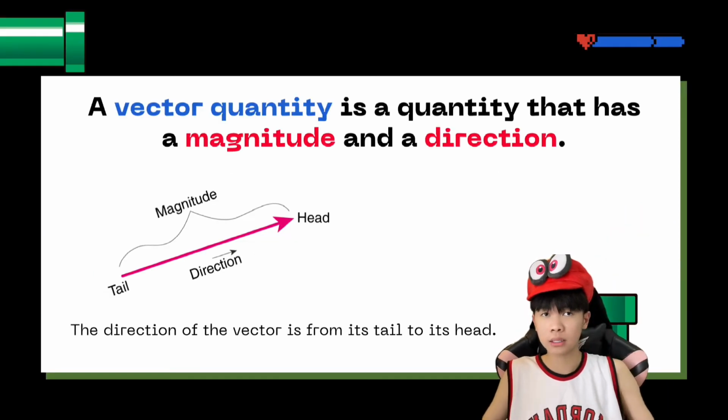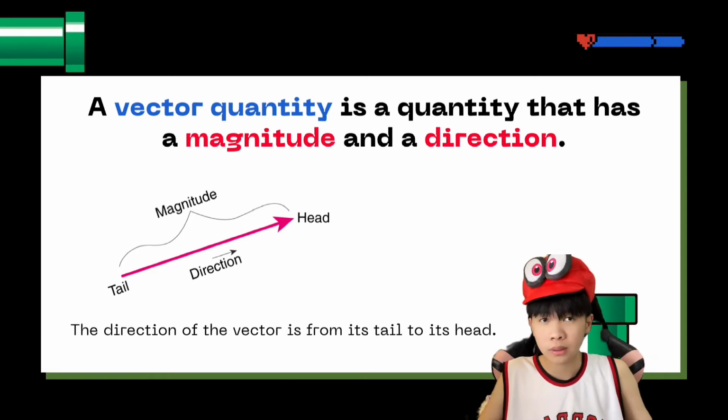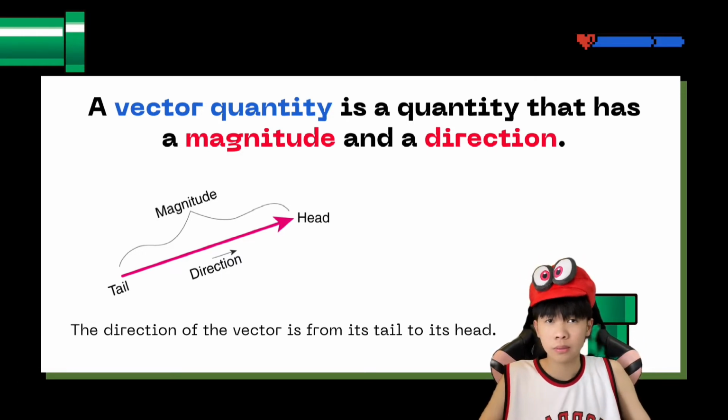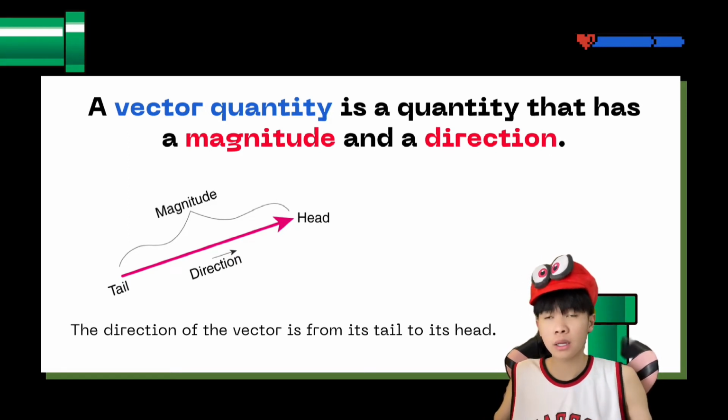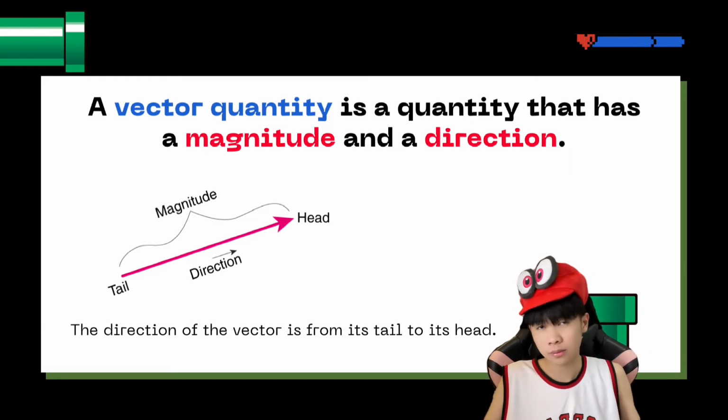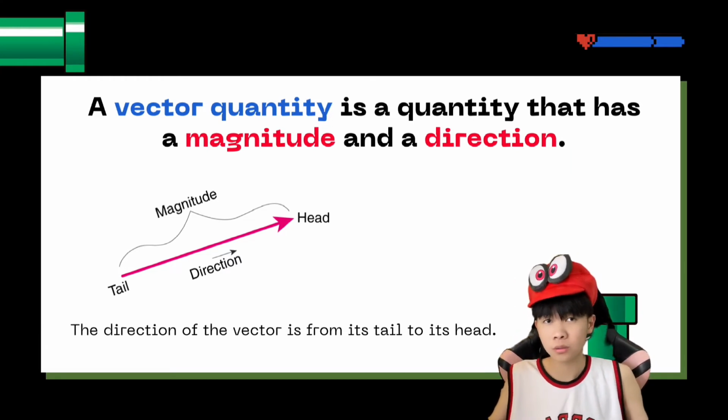This is a guide level: vector quantity in mathematics, physics, and engineering. A vector is a geometric object that has magnitude and direction. The direction of the vector is from its tail to its head. A little guide: a vector may use a letter with an arrow on top, such as vector u, v, and w.